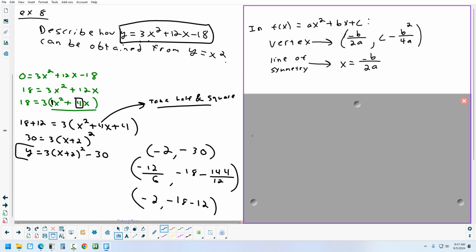using that formula. Again, I would probably just complete the square because I don't remember that formula off the top of my head. And same thing with line of symmetry. The line of symmetry is always just the first number of the vertex. It's the shift left or right.